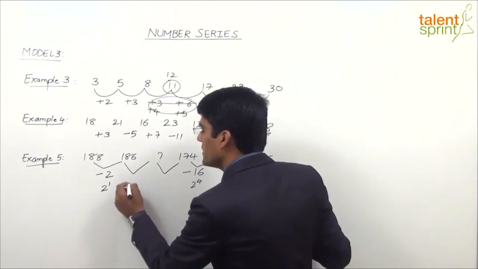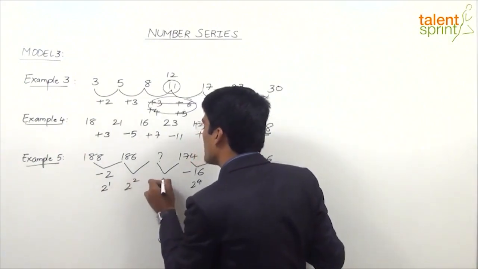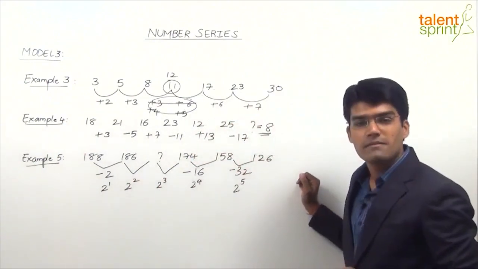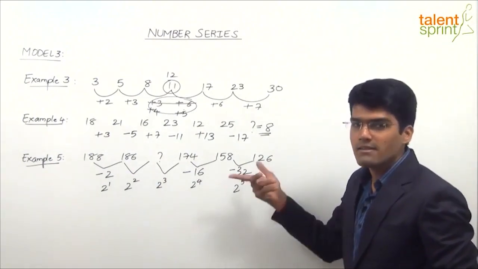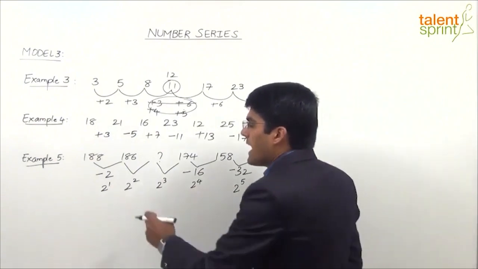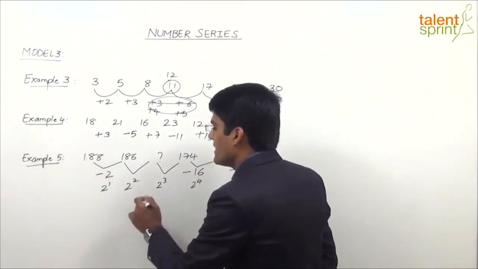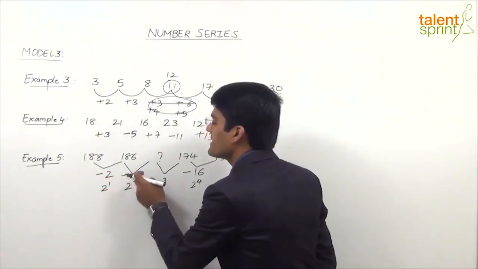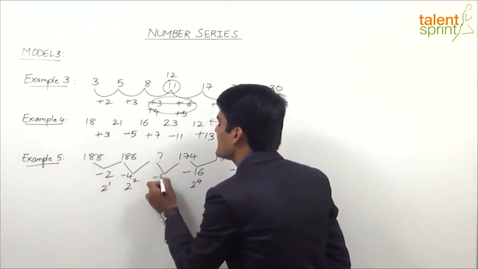So if we take the other two differences as 2 power 2 and 2 power 3, we should be able to satisfy the given series. If that satisfies, we are through with the question. Otherwise, we need to go for something else. Now, as all are negative differences here, let's take it as minus 4. 2 square is nothing but 4, and then 2 cube here is 8.